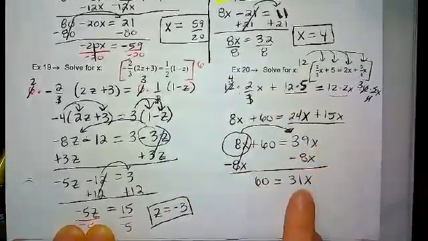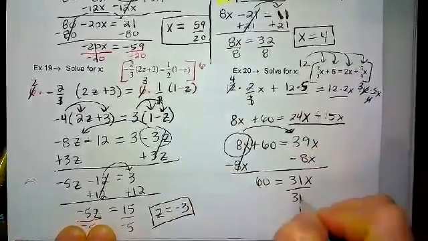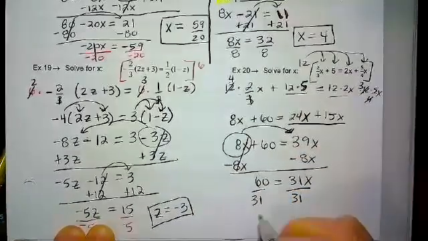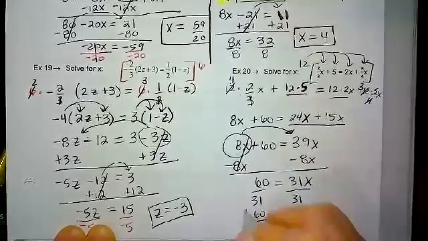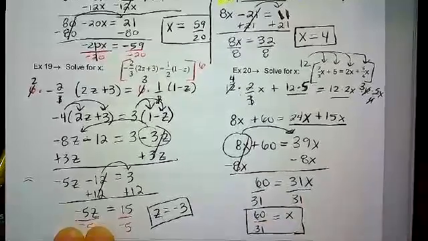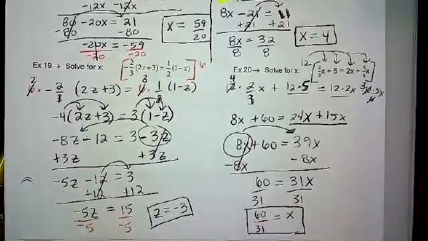Now I can divide because I want to get x by itself. So divide by 31. So 60 over 31 equals x. Again, you can't reduce that. Do not turn it into a decimal. Leave it as an improper fraction.